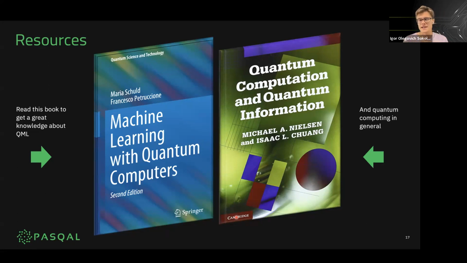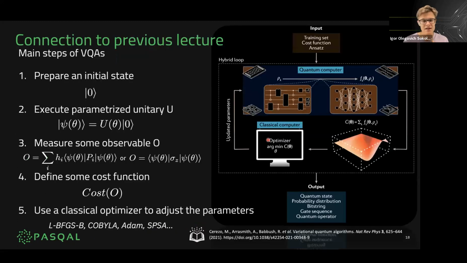As I always mention, these two books are amazing. Maria Schuld's book is really good: if you read it all, you will have a very good understanding of all the basic elements you need to understand top-notch papers in the field. The other is a more general book, if you need more background on quantum information and quantum computing in general. So I will also, of course, be taking some info from these books for my talk.